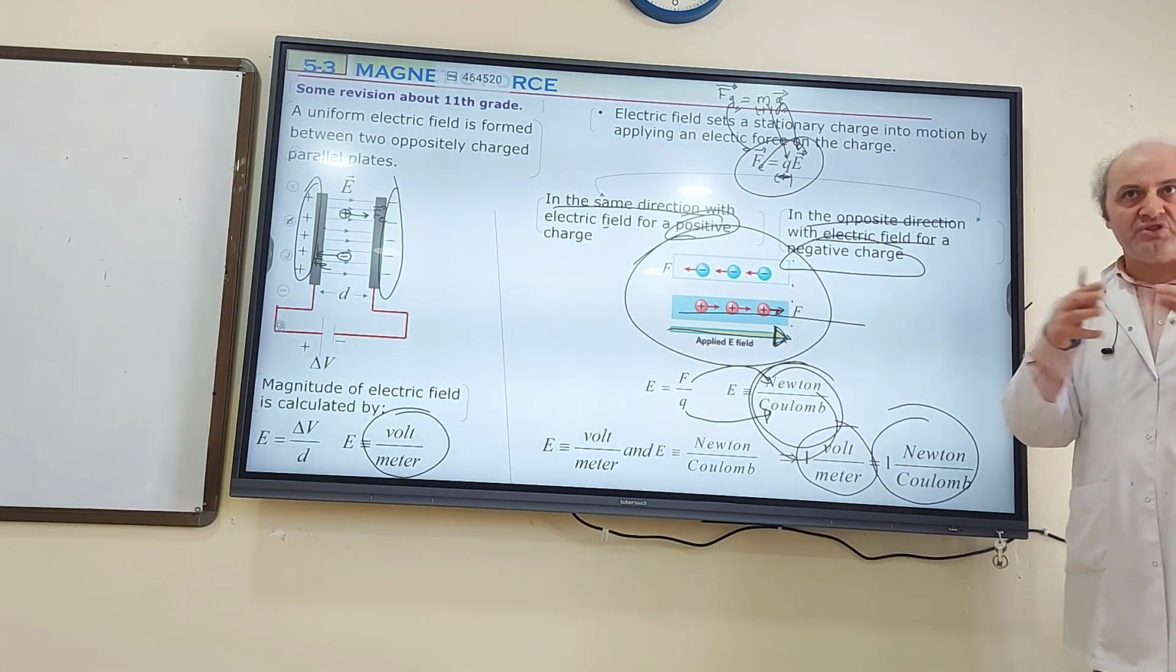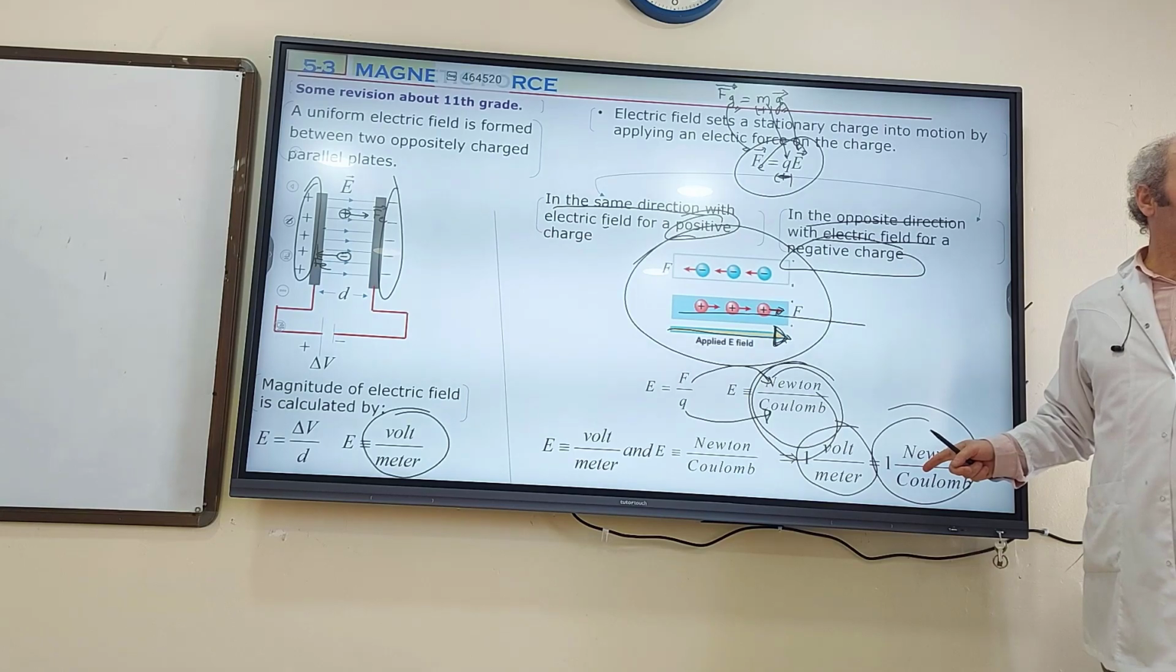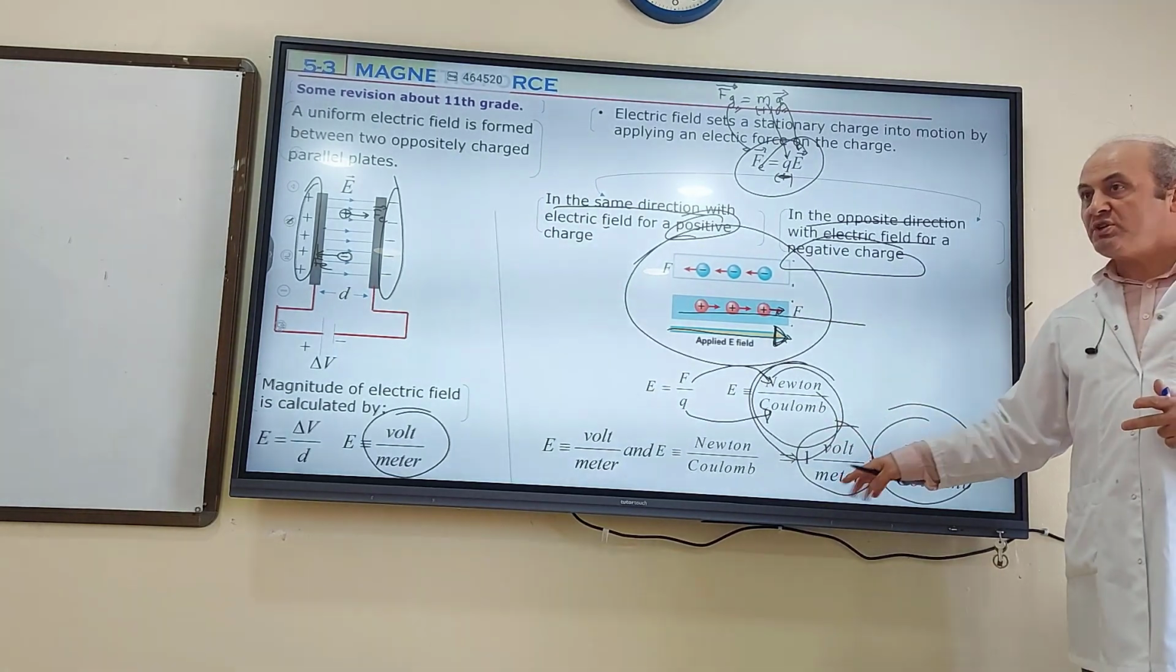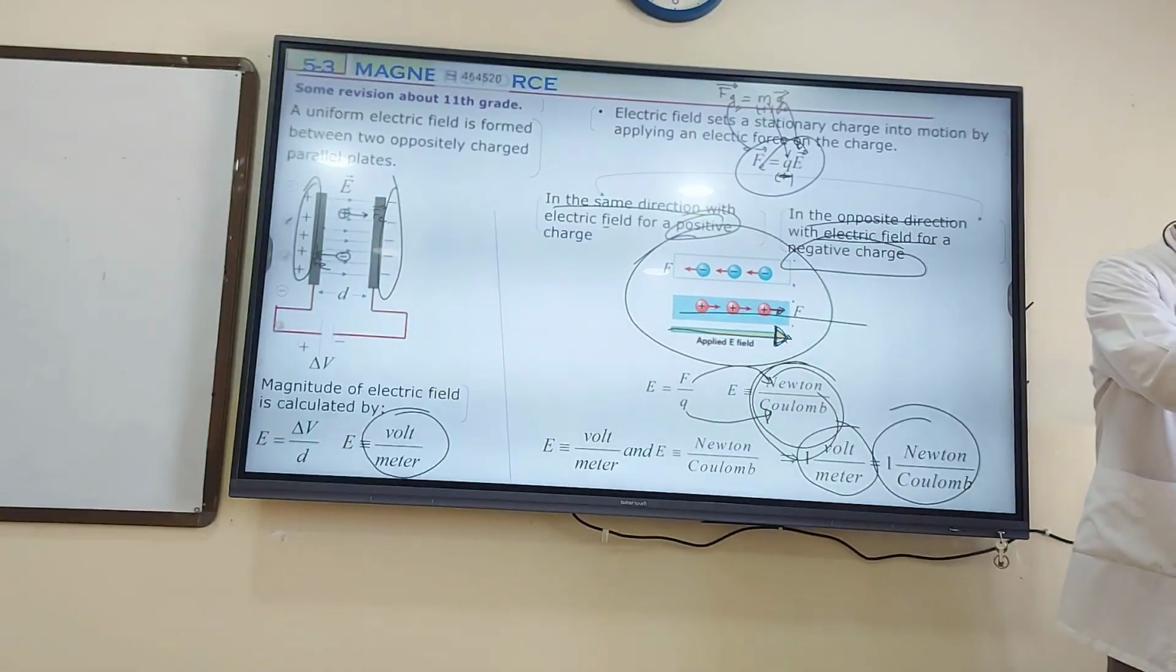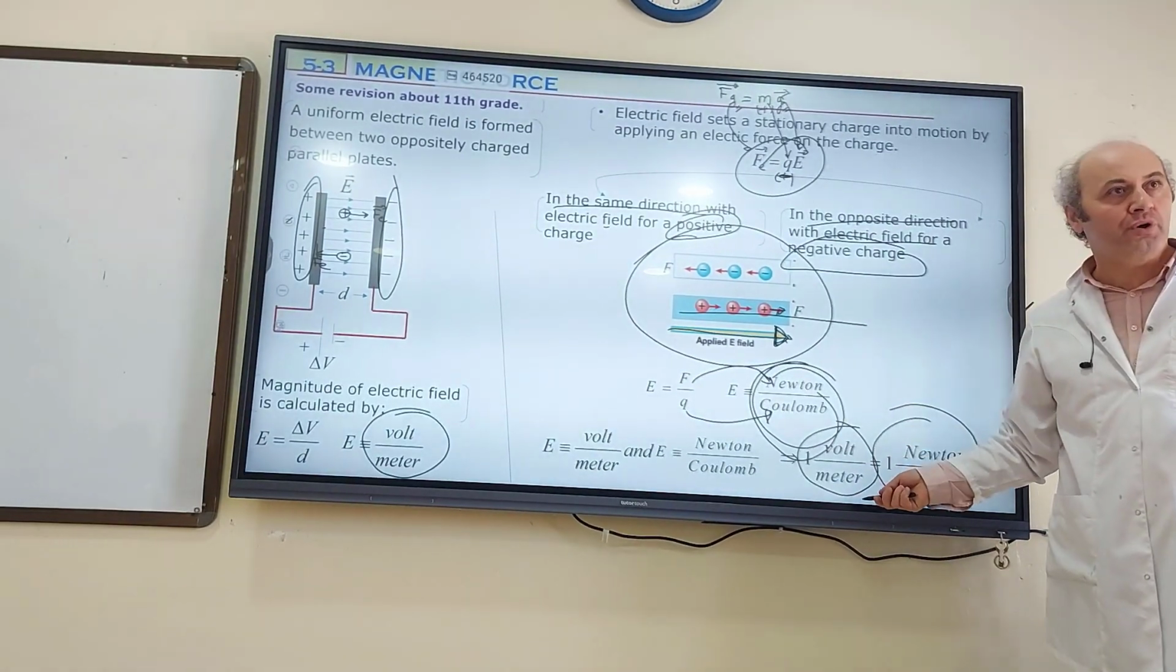Sometimes in unit conversion, chapter 5, we need that. Guys, instead of volt per meter, you will sometimes get Newton per Coulomb. If Newton per Coulomb is given, you can say that it's equal to volt per meter.